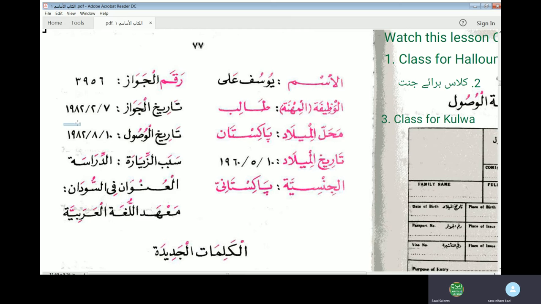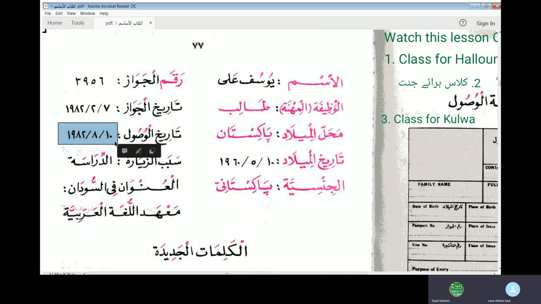Mahallul Milad, place of birth, Pakistan. Tarikh ul wusul, arrival date is alpha tisul mia, ithnan, ithnani wa ashruna, and then what is it for 8? Augustus.